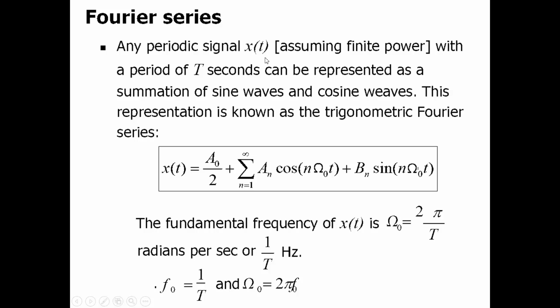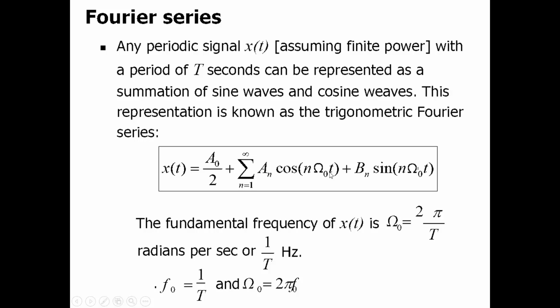Any periodic signal x(t), assuming that it is a finite power signal with a period of capital T seconds, can be expressed as a summation of sine waves and cosine waves. Let's say x(t) is a periodic signal with finite power, and its time period is given by capital T seconds. It can be expressed in the form of a summation of sine waves and cosine waves. This representation is known as the trigonometric Fourier series.